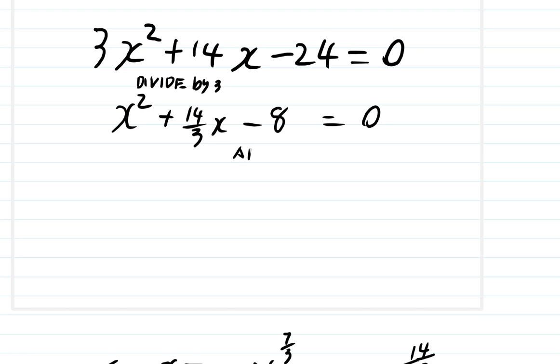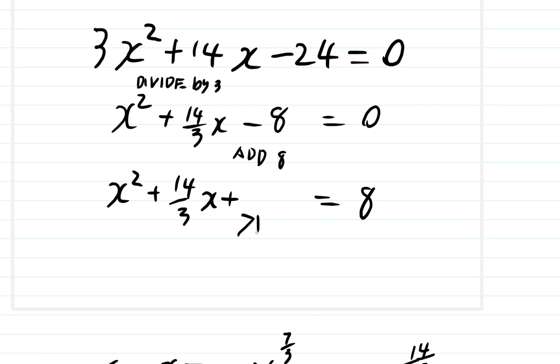Add 8 to both sides. You have x squared plus 14/3 x equals 8. When you add 8, negative 8 plus 8, that's gone. No more 8 on the left. 0 plus 8 is 8. You're going to add something here. What you're going to add to complete the square?